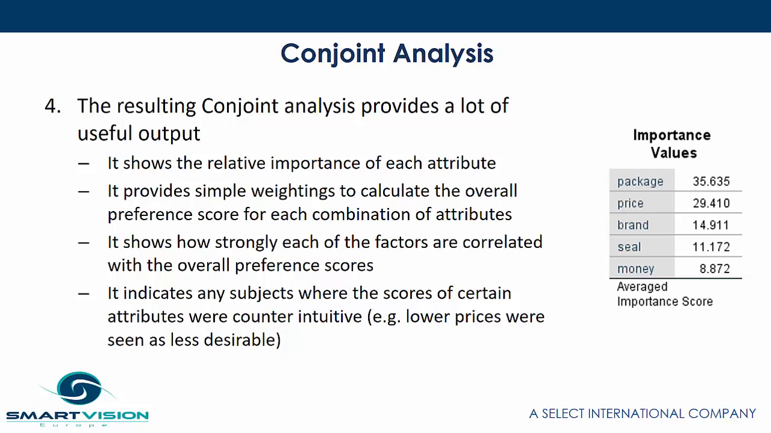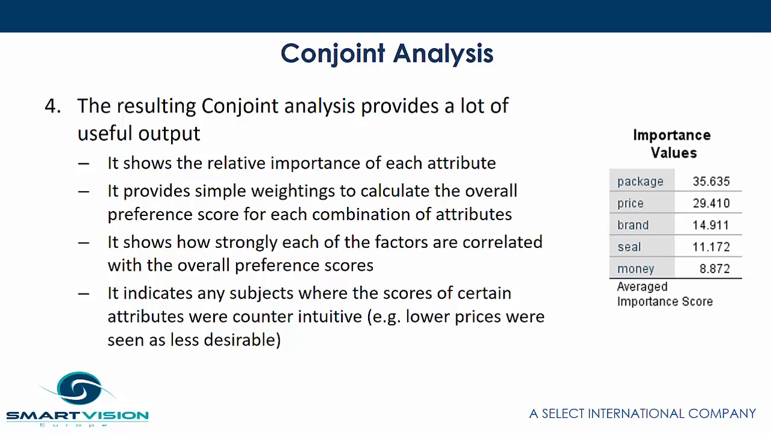It provides simple weightings to calculate the overall preference score for each combination of attributes. It shows how strongly each of the factors are correlated with the overall preference scores, and it indicates any subjects where the scores of certain attributes were counterintuitive, for example where lower prices were seen as less desirable.